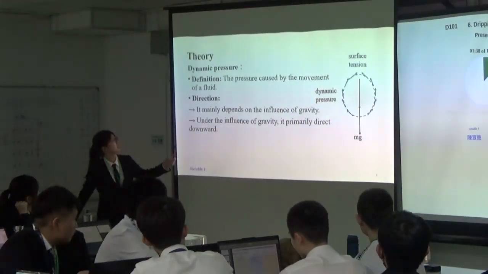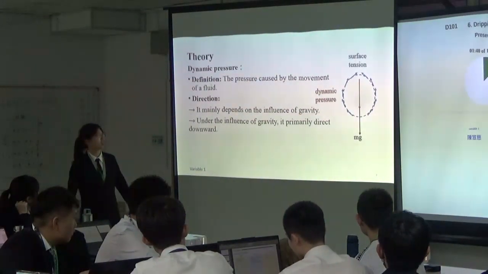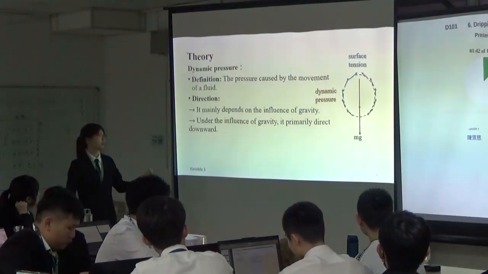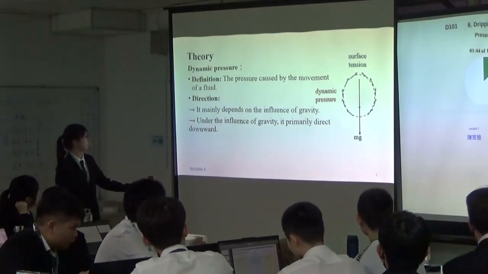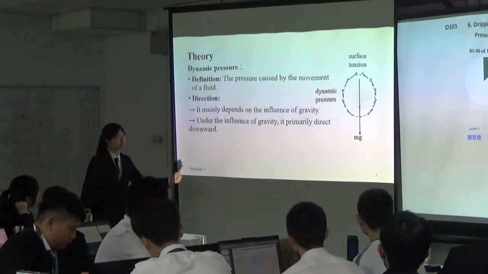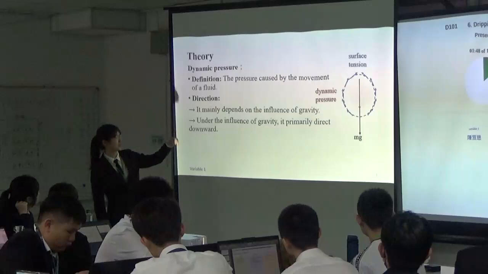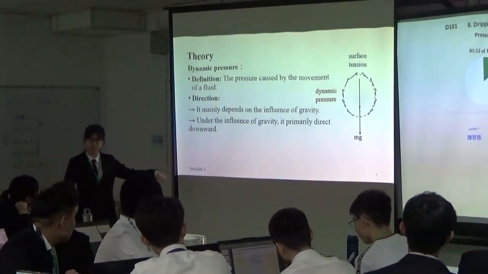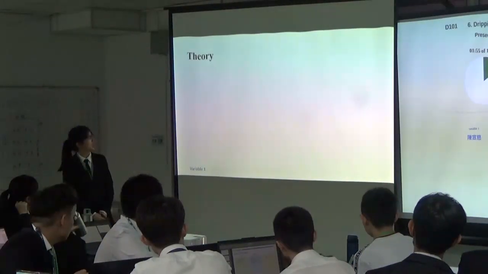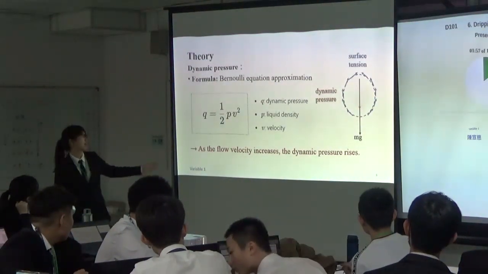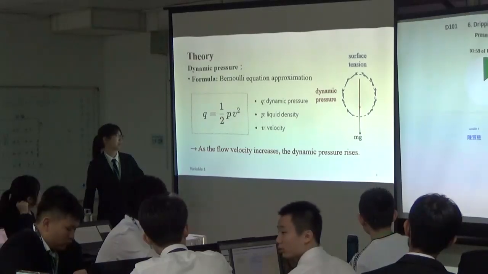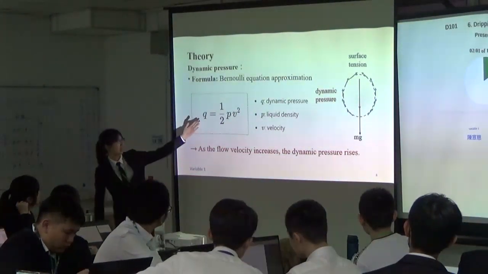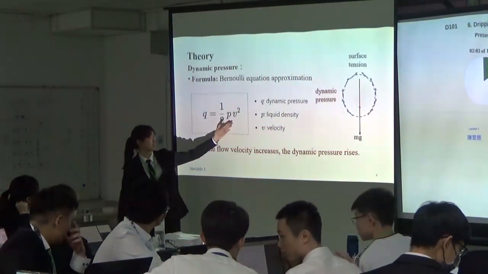And our third one is the dynamic pressure. The definition of it is the pressure caused by the movement of a fluid. Because our drop falls down, it mainly depends on the influence of gravity, so it is downward. And our formula is from the Bernoulli's equation approximation. Here, this is the dynamic pressure, this is the liquid density, and this is the velocity.